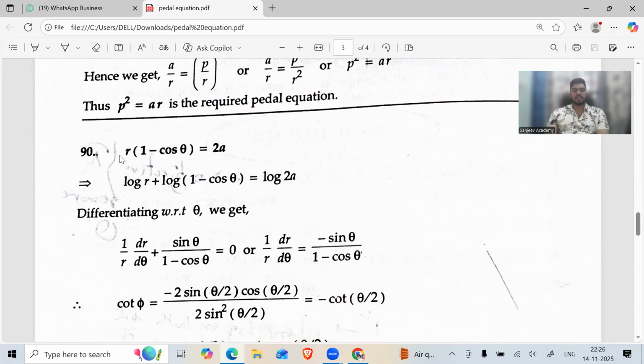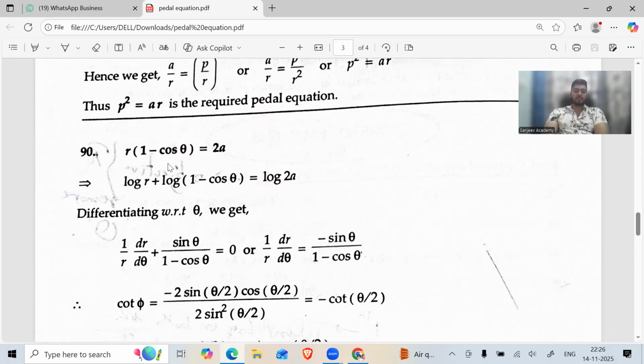So you know, to understand these kind of videos, you have to do 2 to 3 questions. Then only that flow will come, not just one question. Next one, r into 1 minus cos theta is equal to 2a. So what's our first step? Take log on both the sides.